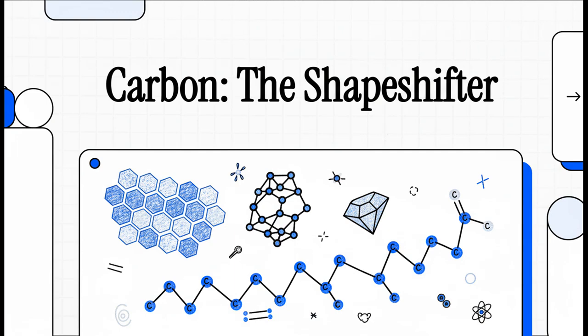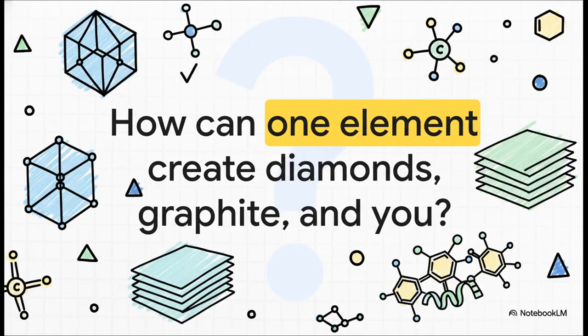Today, we're going to talk about an element that is just full of incredible contradictions. I mean, it's the foundation of all life as we know it, but if you look in the Earth's crust, it's actually pretty rare. It can form the hardest substance we know and at the same time one of the softest. We are, of course, talking about carbon. So how in the world does it do all that?